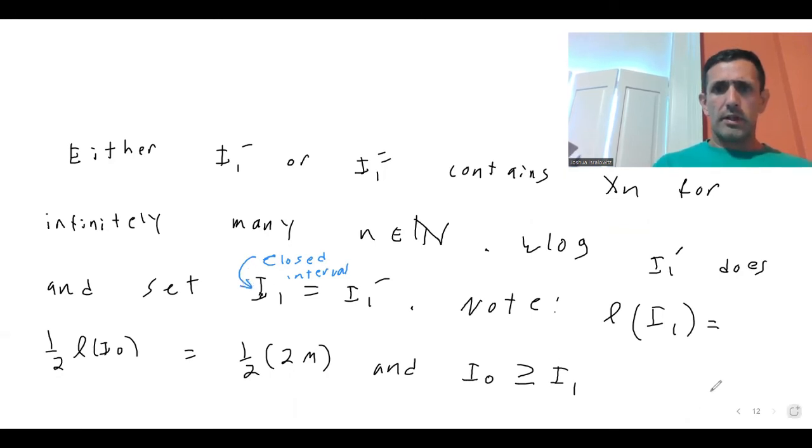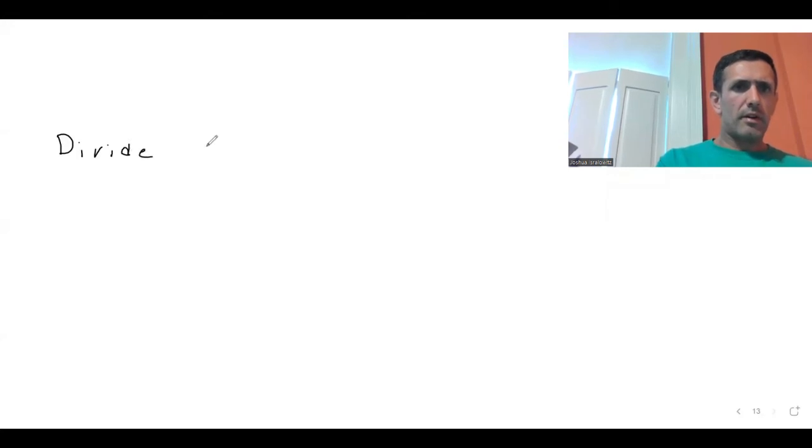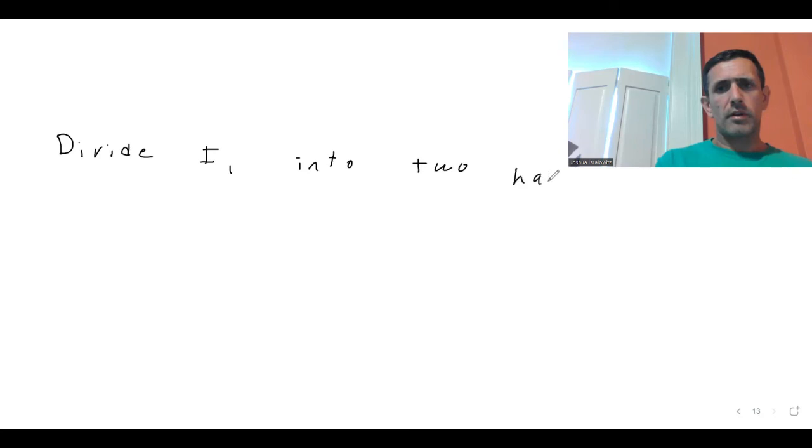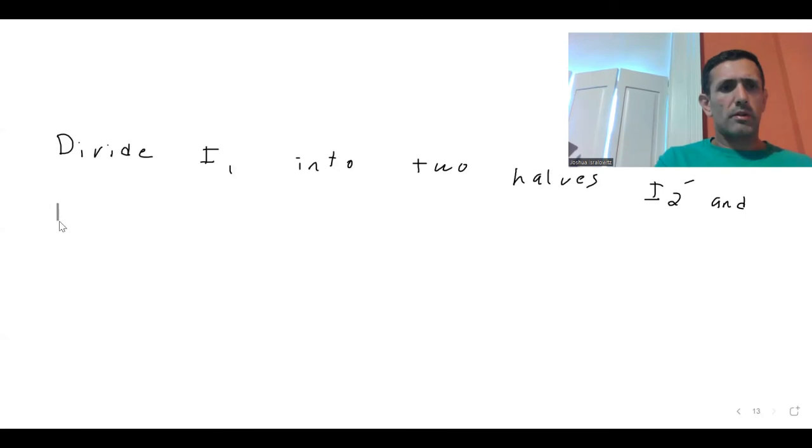All right, so basically we just continue on. So in particular, I1 contains xn for infinitely many n. So I'm going to do the same thing. I'm going to divide I1 into two closed interval halves. And there's nothing special about halves. I could theoretically do a third or 2/3, or really funky things, but there's no point. Let's make life easier and just divide it into halves. Call these I2 prime and I2 second prime.